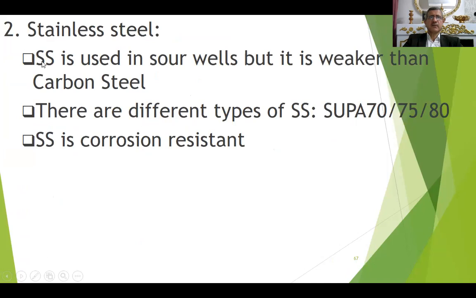Stainless steel, we have to use it in sour wells, but it is weaker than carbon steel, so less tension can be applied on the wire. There are different types of stainless steel, such as 70, 75, and 80. Stainless steel is corrosion resistant.